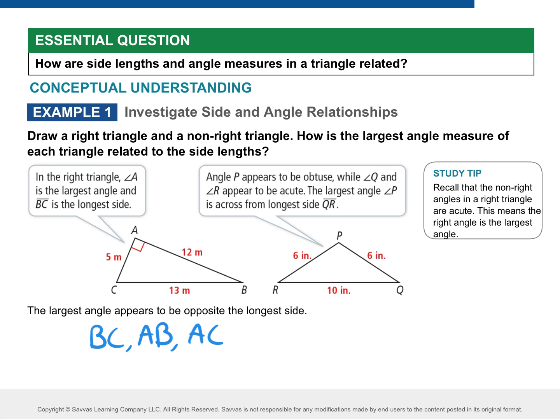So if my longest side is BC, what is my biggest angle? You can tell me by letter. My biggest angle is A because it's across from that, okay? What is the next biggest angle? C because it's across from the next biggest side. And then our smallest angle is B.